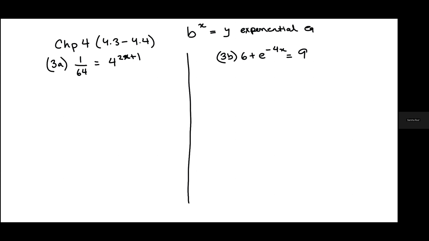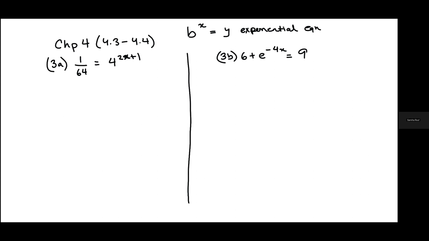Okay. Now, there's two main ways to solve exponential equations. Either you're trying to establish an equivalence relation, as we're going to see in 3A, or you have no way of establishing an equivalence relation. So then you have to introduce log or natural log into your problem, which we'll see in 3B.